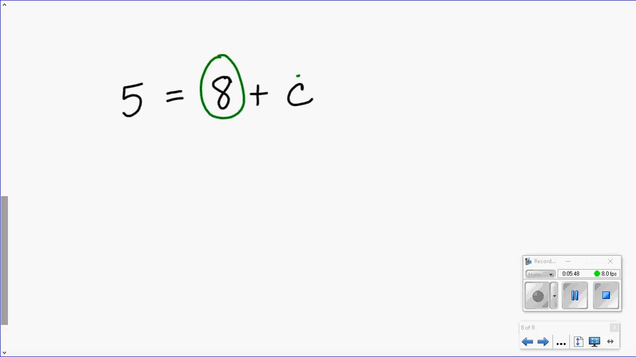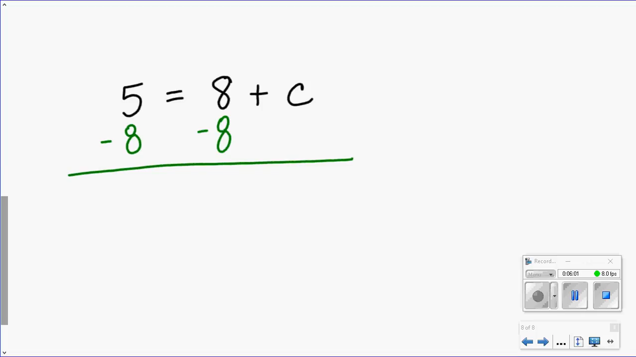Well, you have to know that it's a positive 8, and to get rid of it, and when I say get rid of it, we're talking about canceling it or making it equal to 0. So you have to subtract 8 on both sides. Okay? And when I do 5 minus 8, I get 3, and C is 3. Are we done? I bet you wish you were done.